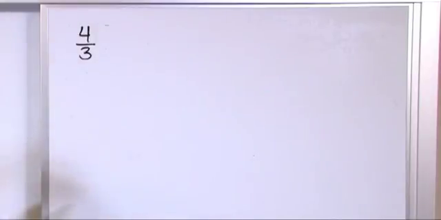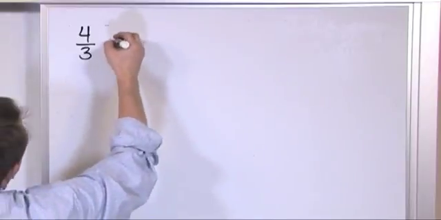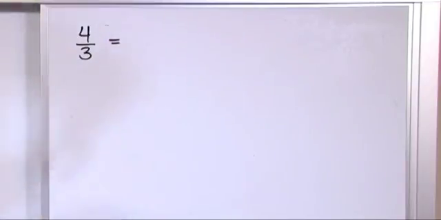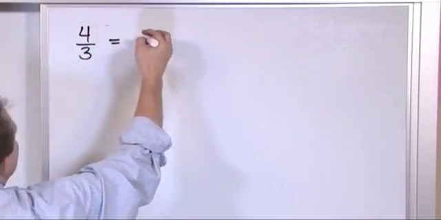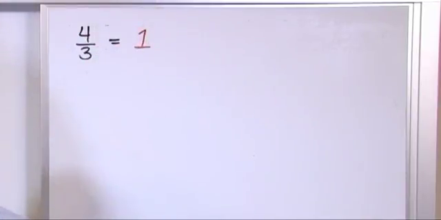Fraction is nothing more than division, really. So what you're doing is 4 divided by 3. The way to tackle this is to ask yourself, what is 4 divided by 3? How many times can 3 go into 4? Well, it can only go one time.